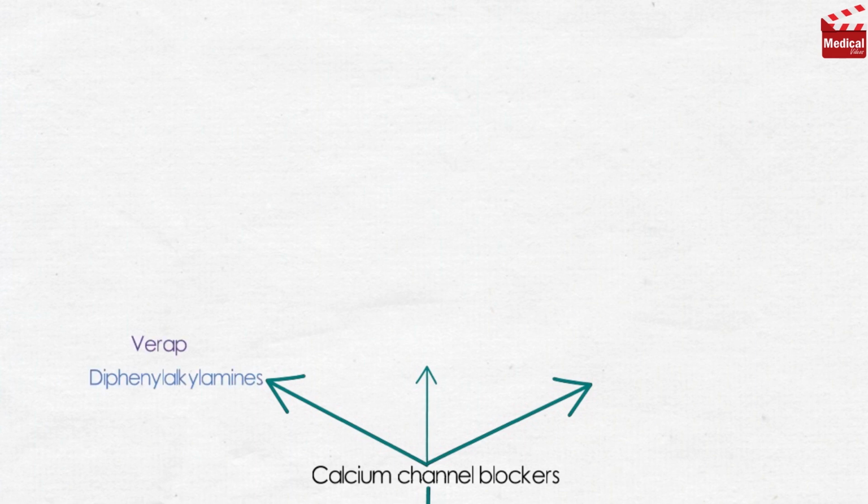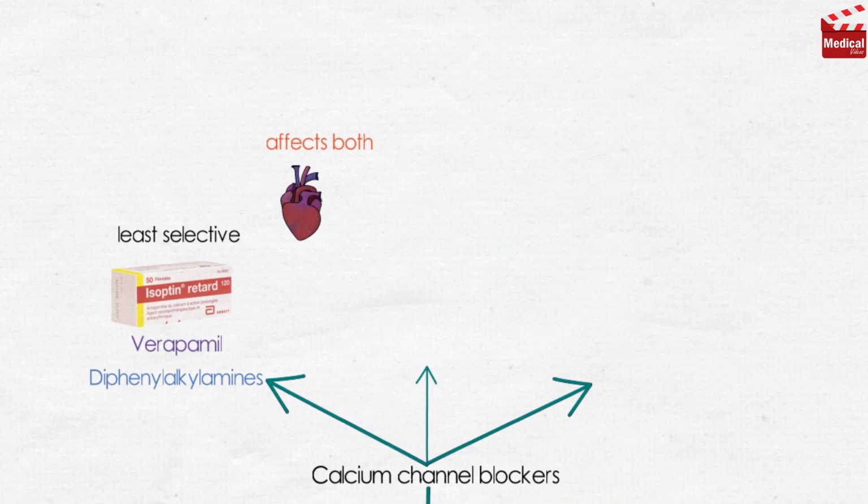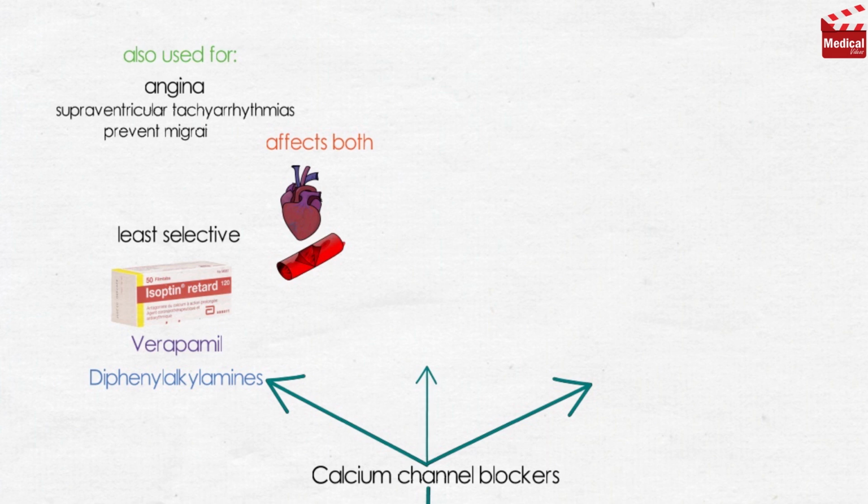Diphenylalkylamines, such as verapamil, is the least selective of any calcium channel blocker, and has significant effects on both cardiac and vascular smooth muscle cells. It is also used to treat angina and supraventricular tachyarrhythmias, and to prevent migraine and cluster headaches.